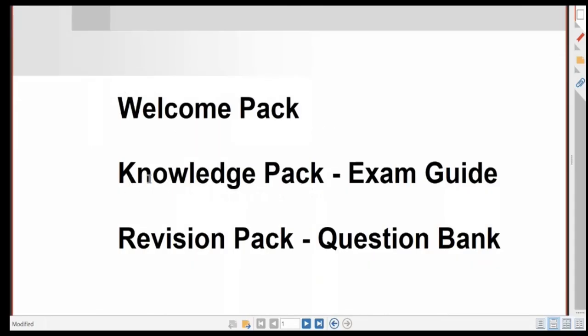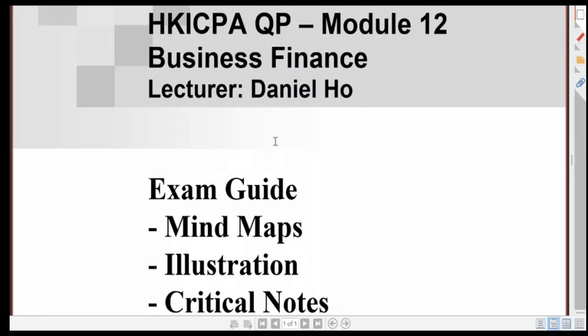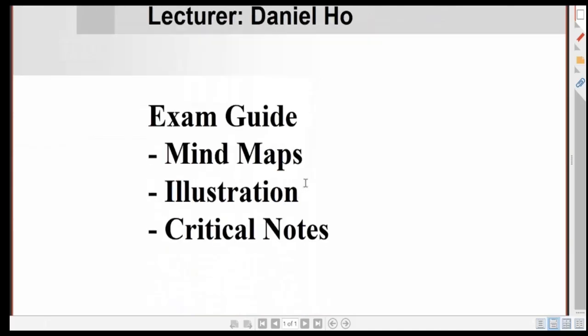Knowledge pack. This will be our 7 lectures, and then this will be our 8 lectures. So let's move on to the knowledge pack. So this is your knowledge exam guide. 3 sets of notes. Mind maps give you a summary of what you need to know for the exam, followed by illustrative questions or illustrations, and then followed by critical notes. This is good for your discussion. So this you have to read up on your own. Plus, of course, you can also refer to the learning pack.